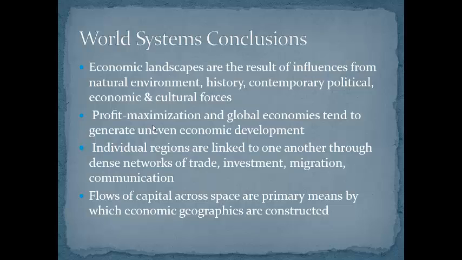It concludes that profit maximization and global economies tend to generate uneven economic development, so that we do have places that are the core and then the periphery. That individual regions are linked to one another through dense networks of trade, investment, migration, and communication. And finally, it concludes that flows of capital across space are primarily means by which economic geographies are constructed.